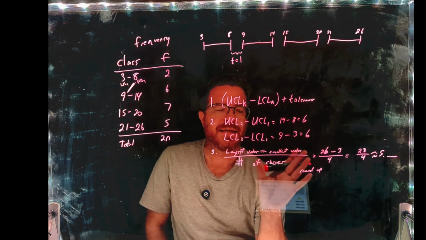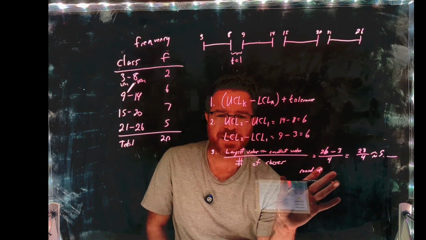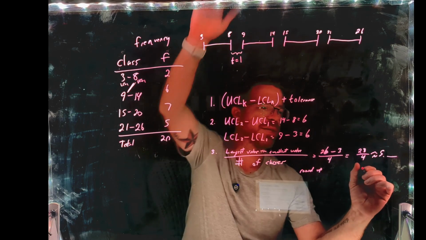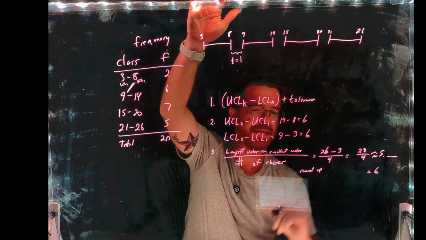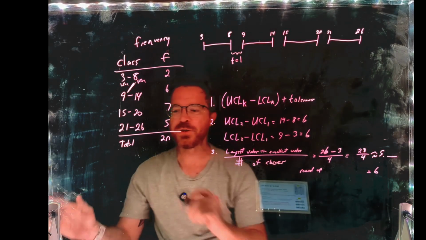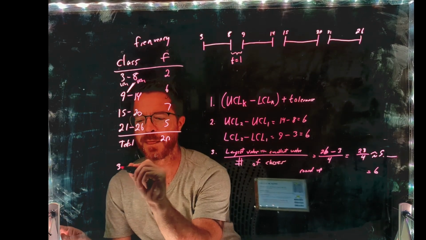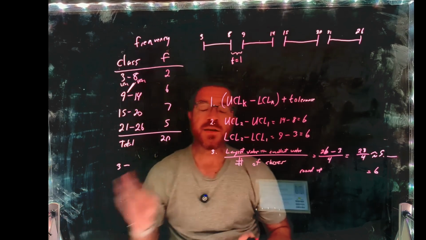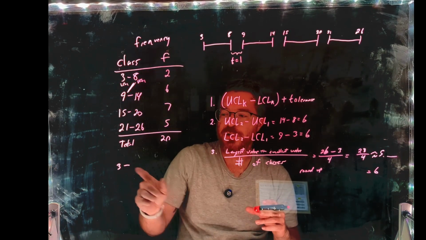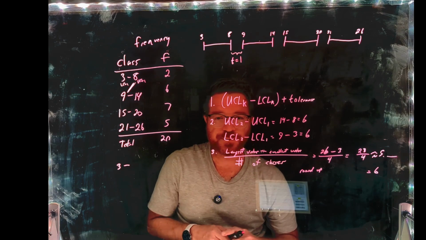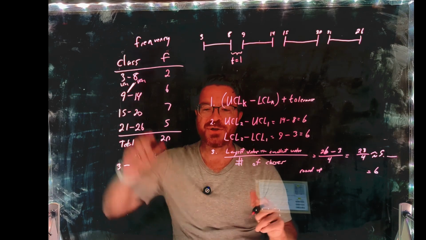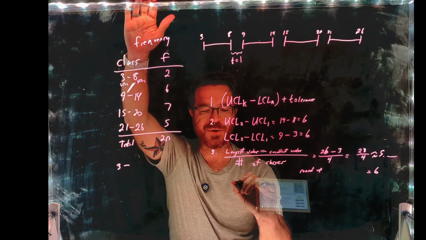Now, let's say that we did this method and we wanted to create our table. So we have a class width of 6, and we want to start with our smallest number. So you start with your smallest number, 3. And then we need to figure out what is the next number in that interval. So we need to get our upper class limit. The way you're going to do this is you are actually going to take your lower class limit.